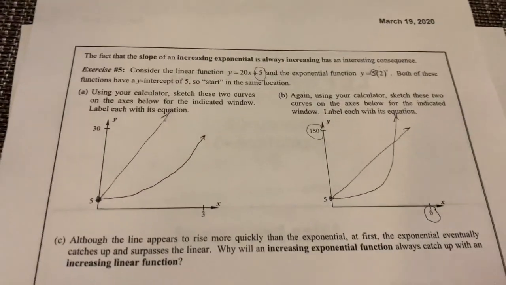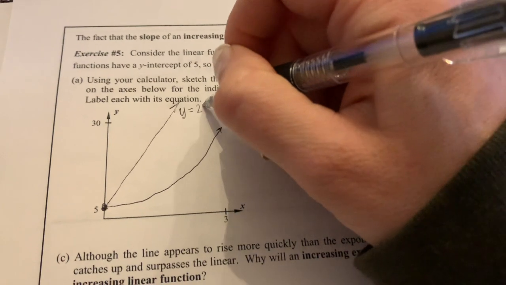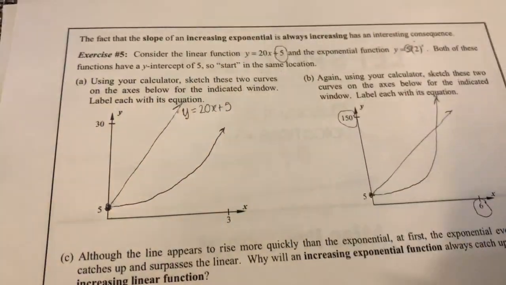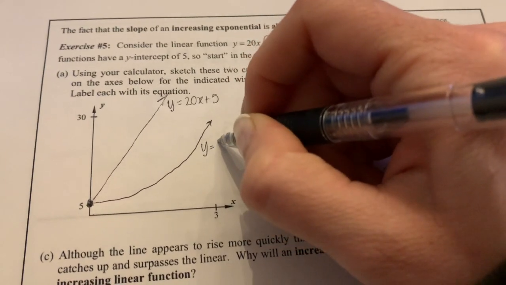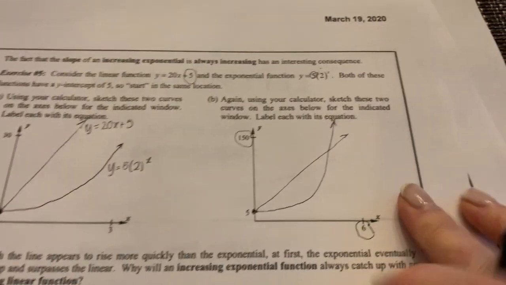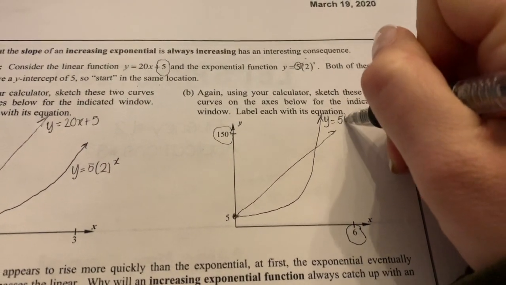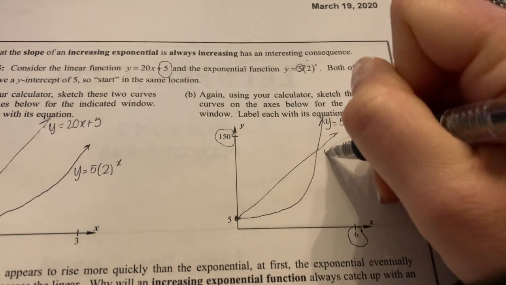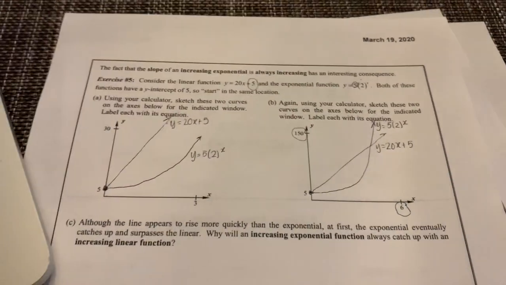Now we were supposed to label these, and I didn't do that before, so let's do that now. The straight one was 20x plus 5, and our exponential one was 5 times 2 to the x. Okay, and label these ones as well. Okay, and 20x plus 5. Okay, and those are our graphs.